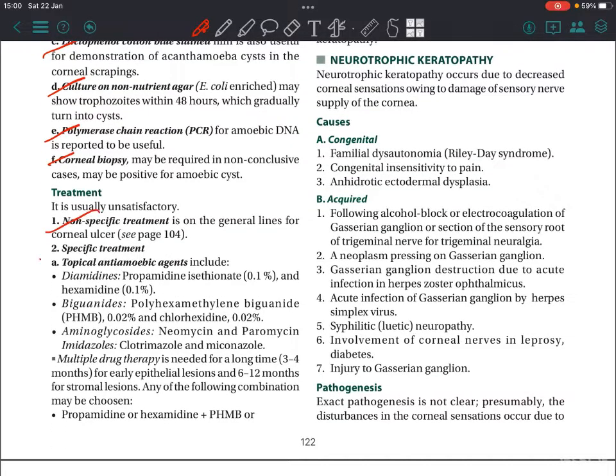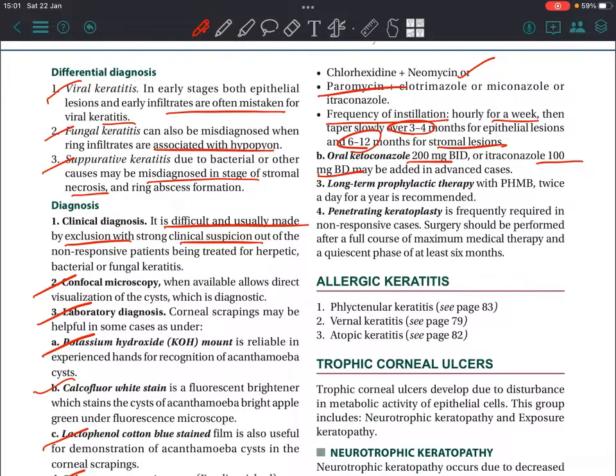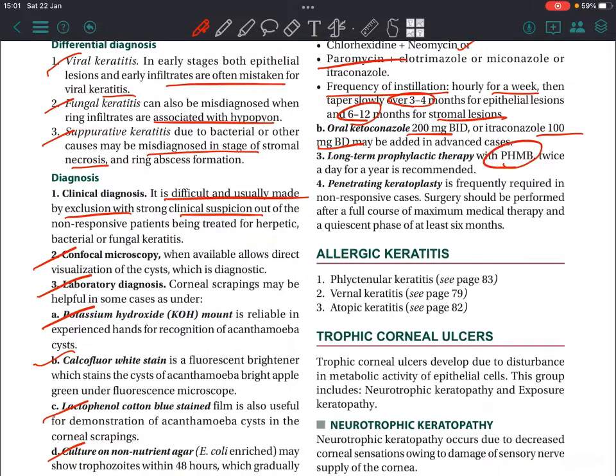Treatment: non-specific and specific. Topical anti-amoebic drugs: diamidines, biguanides, aminoglycosides, multiple drug therapy: propamidine, hexamidine, chlorhexidine, neomycin, paromomycin. Frequency of instillation hourly for a week, then taper slowly over 3 to 4 months for epithelial lesions, 6 to 12 months for stromal lesions. Oral ketoconazole 200 mg BD or itraconazole 100 mg BD. Long-term prophylactic therapy with PHMB.